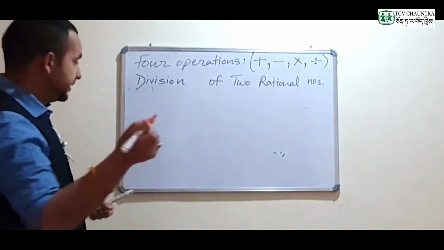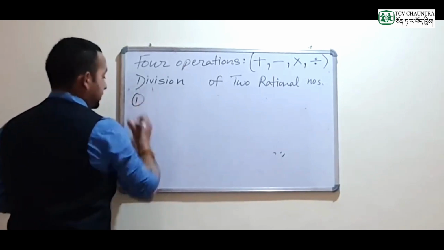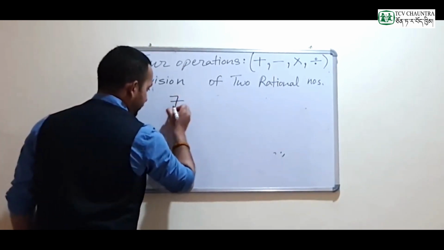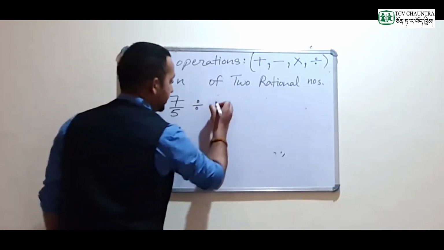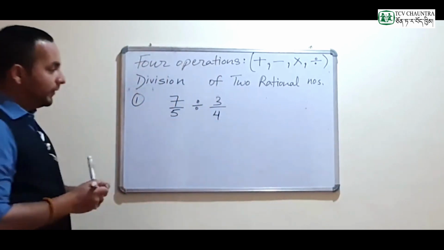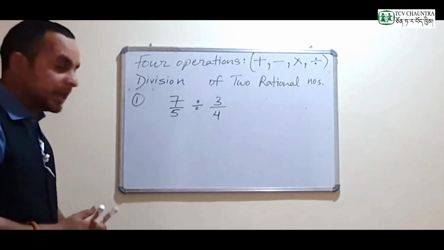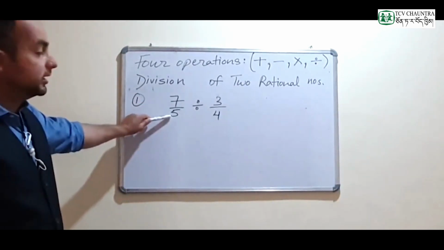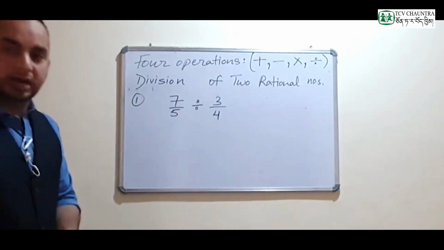Again, we will take an example. Suppose we take the example 7 upon 5 divided by 3 upon 4. Now, first we are going to check whether these are in rational number form. Yes, 7 upon 5 is in the rational number form. 3 upon 4 is also in a rational number form.